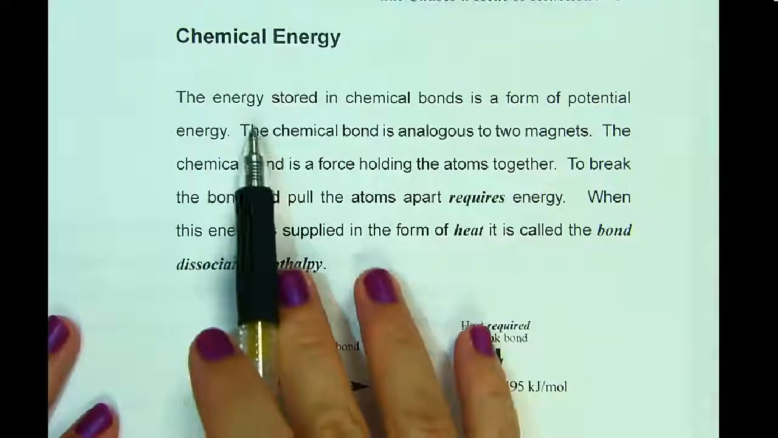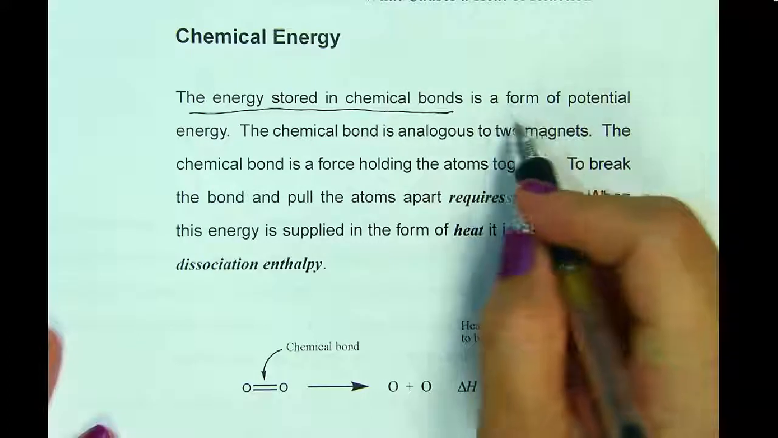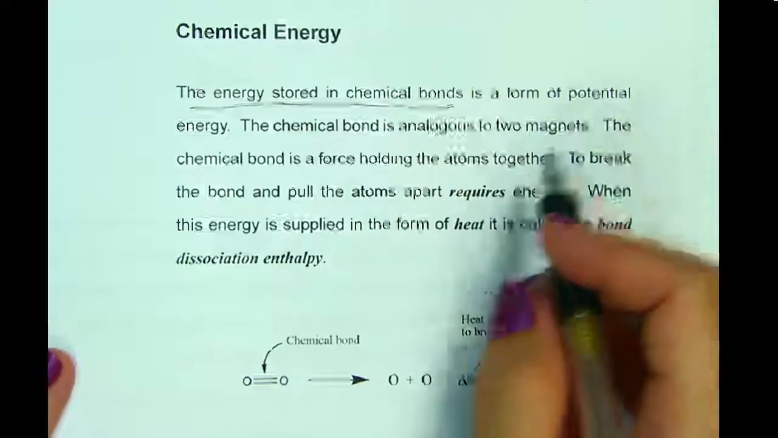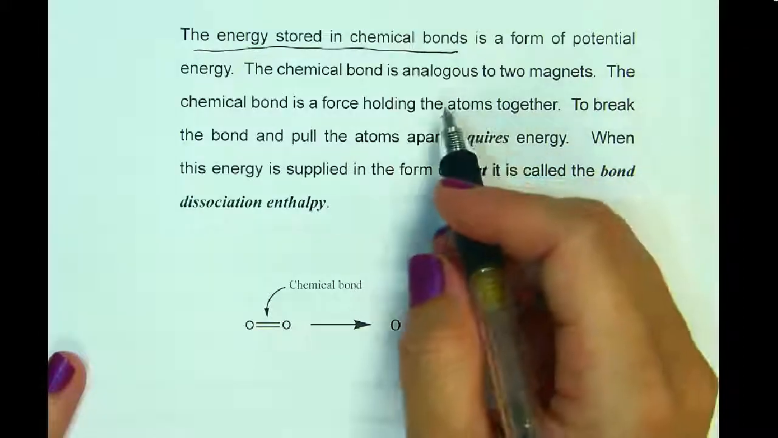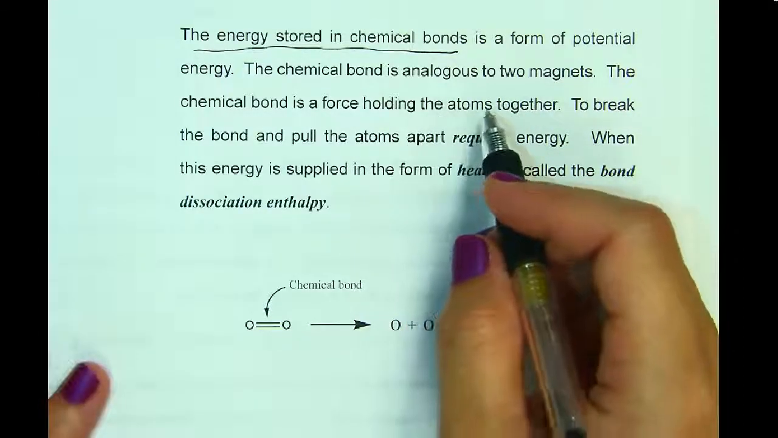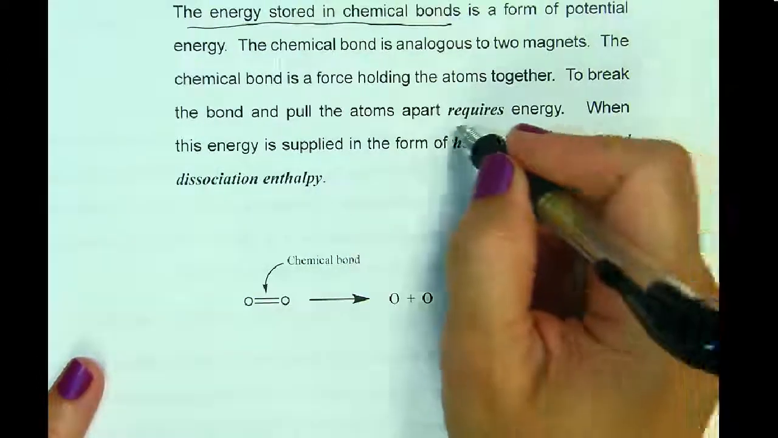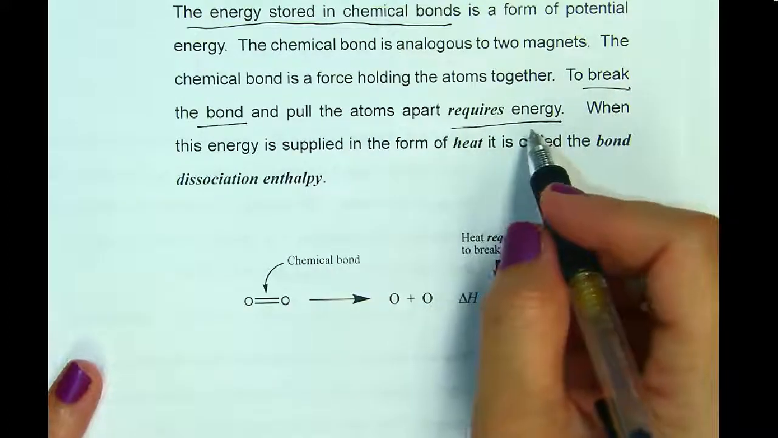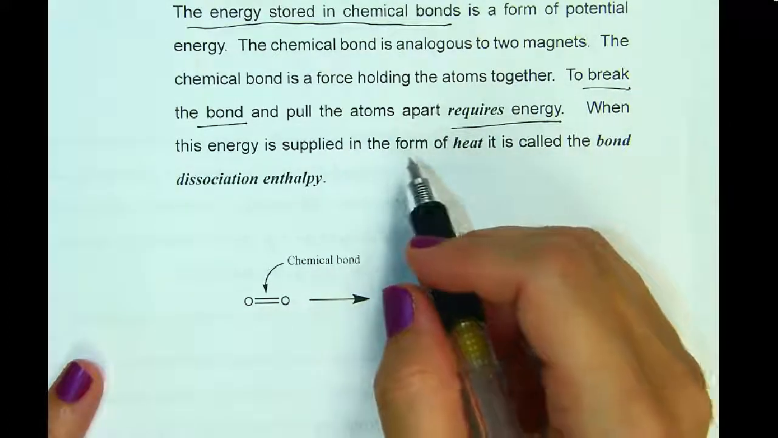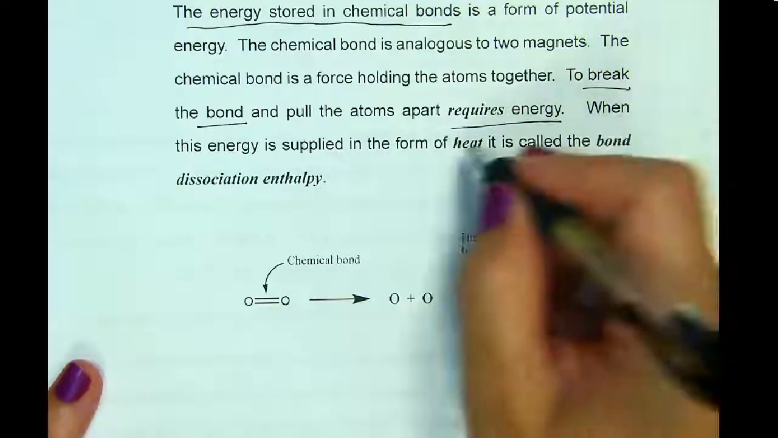Chemical energy. The energy stored in chemical bonds is a form of potential energy. The chemical bond is analogous to two magnets. The chemical bond is a force holding the atoms together. To break the bond and pull the atoms apart, it requires energy. So breaking bonds requires energy.